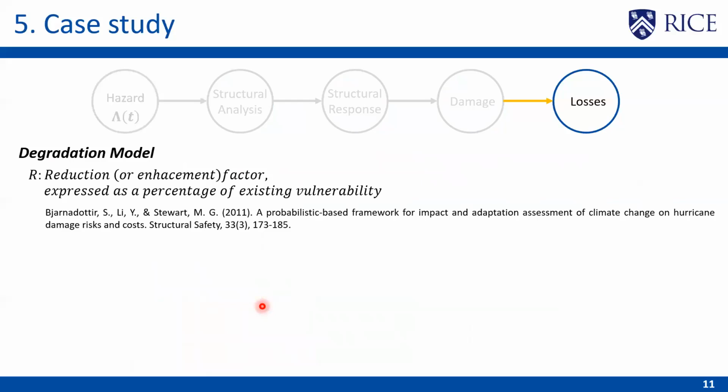To incorporate degradation in the model, we use a reduction factor R that is expressed as a percentage of the existing fragility, or the existing vulnerability, of the system. So what we do is, the probability of failure that we calculate from the fragility function, we multiply it by this factor. For the year 2050, we defined this degradation factor as 25%.